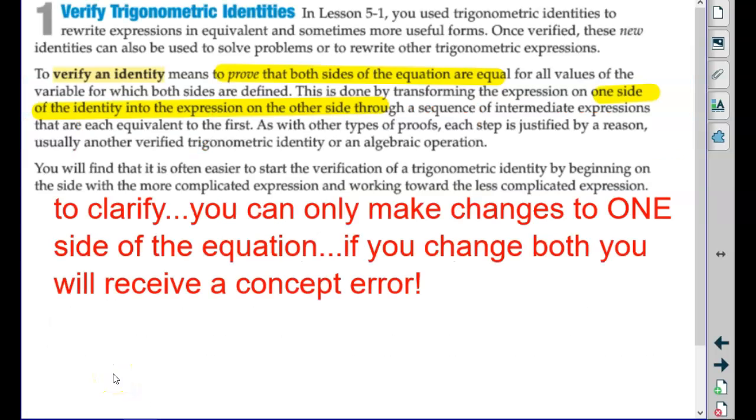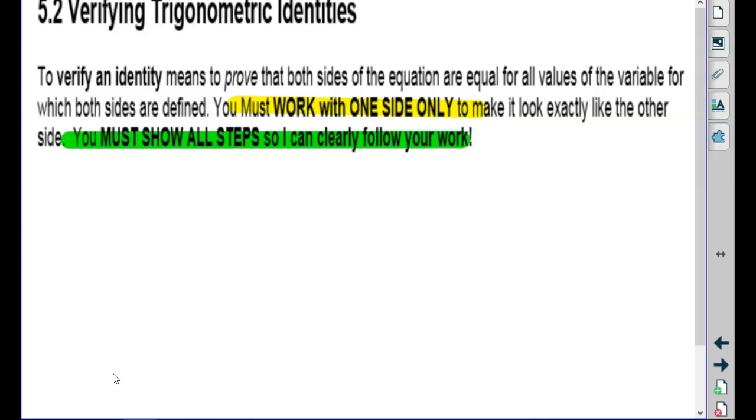We did a warm-up question, so we're going to go on to this. All right, it says to verify an identity means to prove that both sides are equal for all values of x. This is done by transforming the expression on one side of the identity into the expression on the other side. You can only work with one side of an identity question. If you make changes to both sides, it will instantly become a concept error. All right. You must show all steps very clearly so that I can follow what you did. Do not assume that Hofbauer can crawl into your brain and understand what you were thinking.